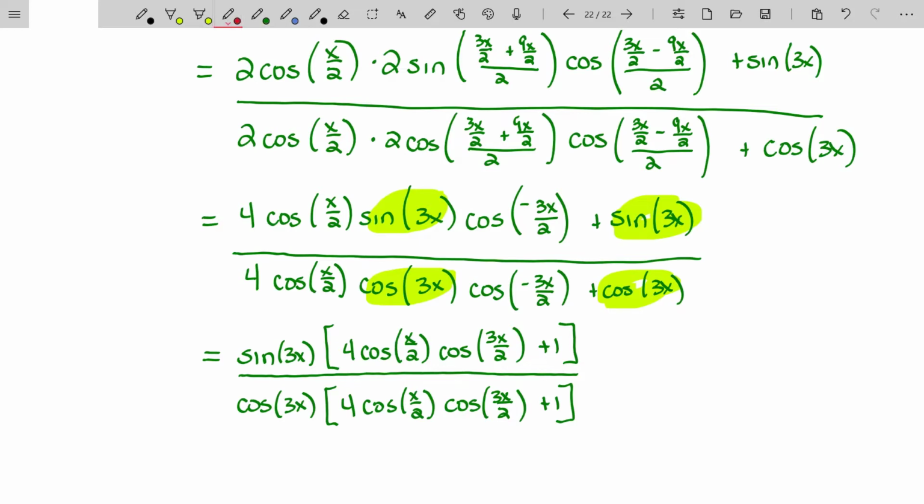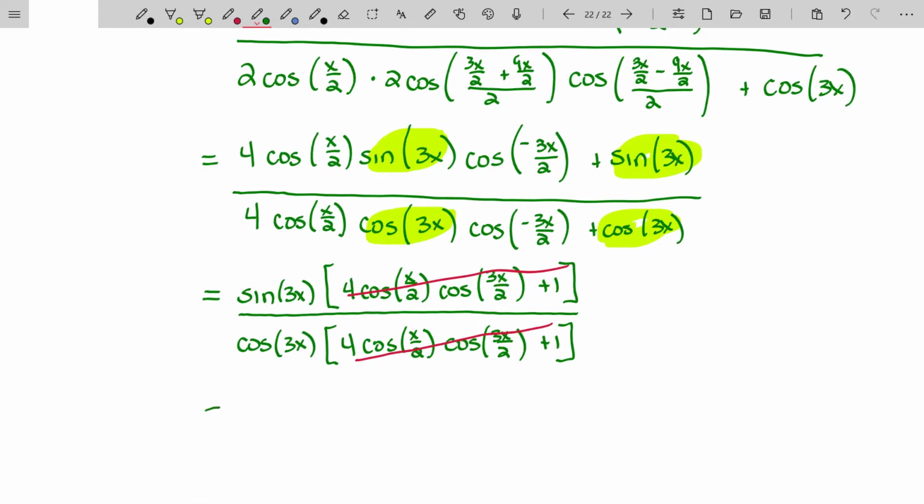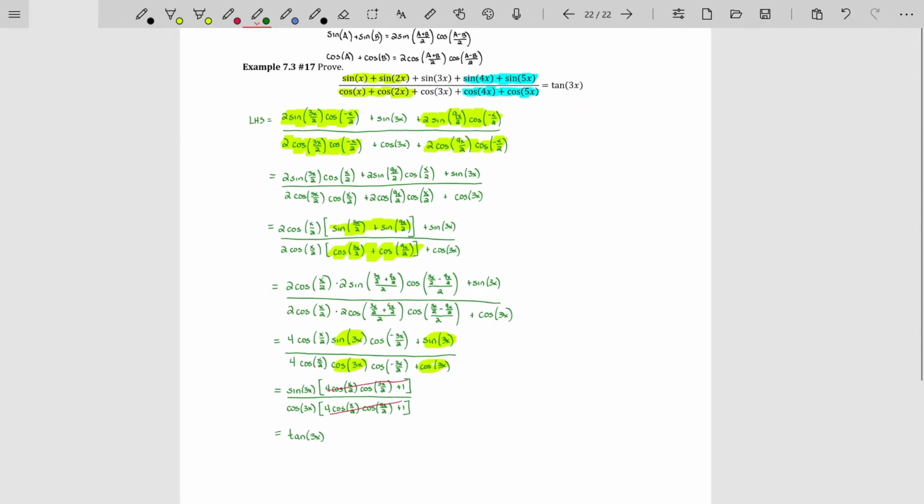And those two factors, because they're identical, will cancel beautifully. Notice how I can cancel factors, right? Now you see between numerator and denominator, it's just the product of some factors, so you can cancel factors. And we get to the sine of 3x over the cosine of 3x, which is a tangent of 3x, where we want to arrive. That's a pretty fun proof.